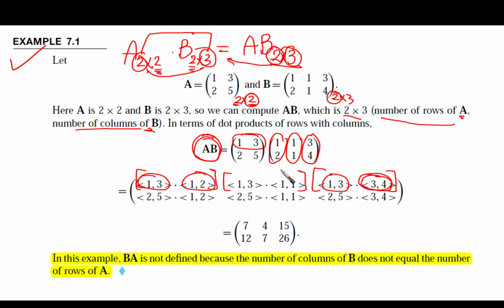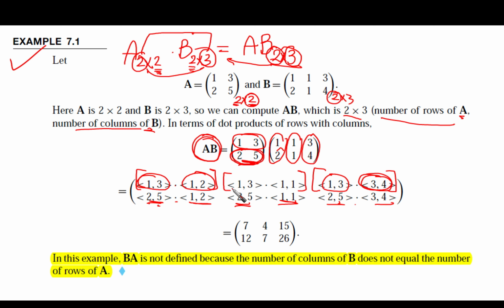And the second row is going to be taking the second row of this matrix A, which is 2 and 5. This is the vector 2 and 5, dot the vector 1 and 2. Then 2 and 5, the same row vector, times the column vector, which is 1 and 1, and here it is going to be 2 and 5 dot 3 and 4, as you can see here. So it's very easy for us now.